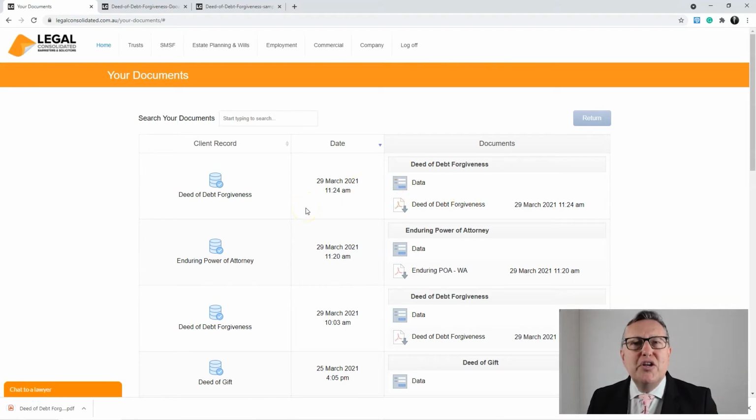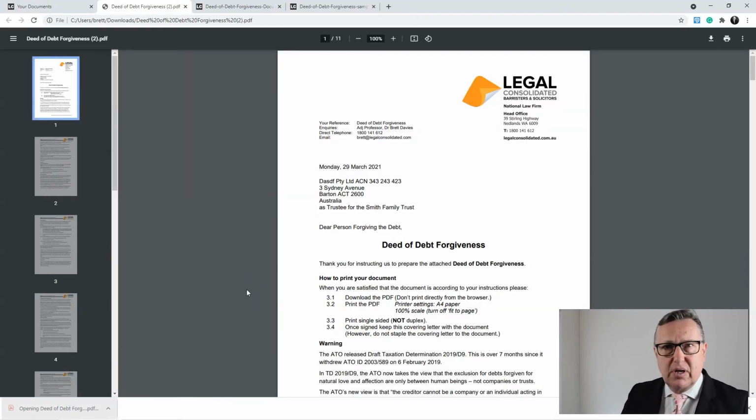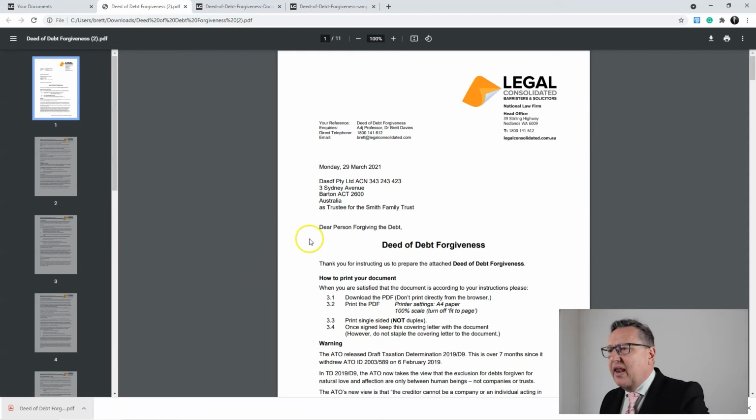You can change it. There's no problem with that, but you need to get a voucher from us to change it. We are responsible for this document. Legal Consolidated is responsible for the document. We don't want you merely changing it because you could actually damage the document or the legality of the document.